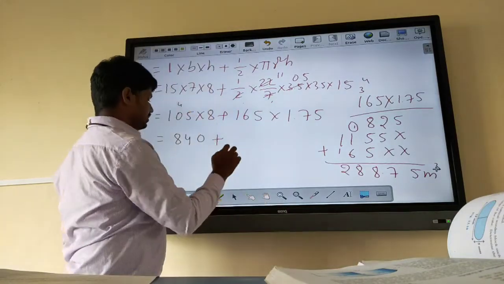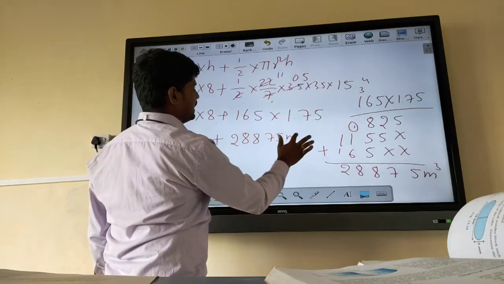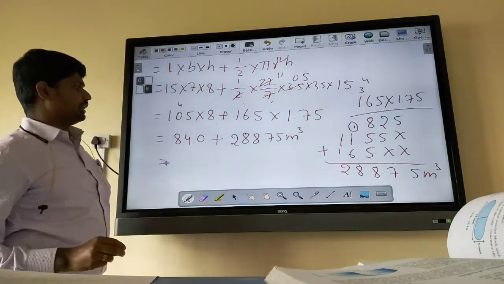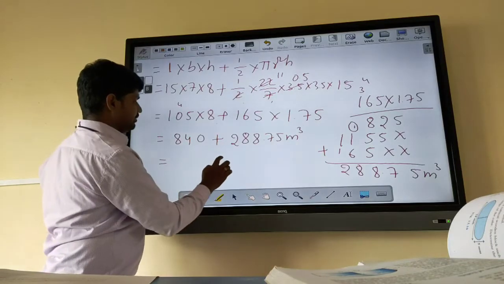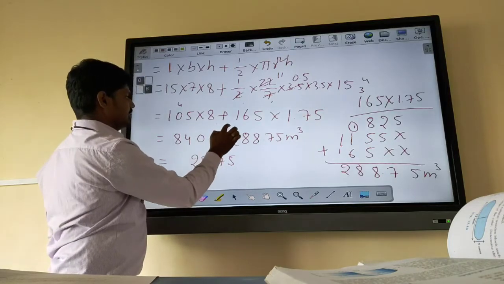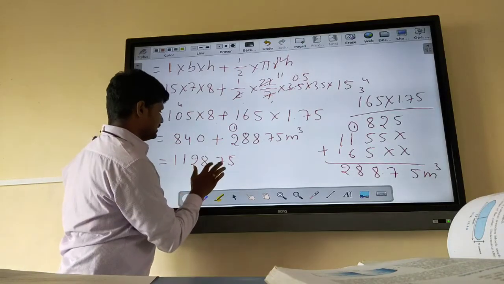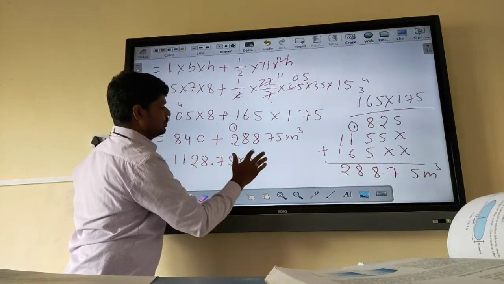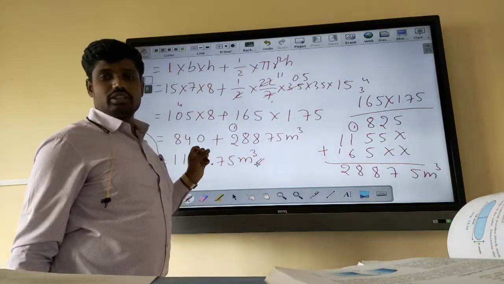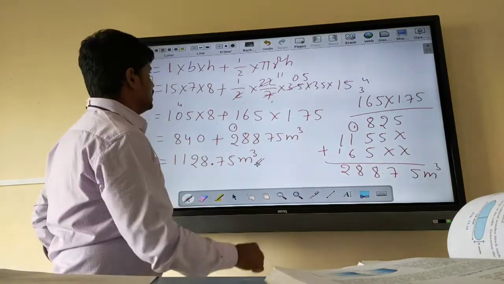Now substitute the values. 288.75 meter cube. Now add both, children. 840 plus 288. See, 75 write as it is. 8 plus 0, 8. 8 plus 4, 12, 1 carry. 1 plus 2, 3. 3 plus 8, 11. The final answer is 1128.75 meter cube. The total volume of the set is 1128.75 meter cube, children. Any doubt regarding this one? No doubt.